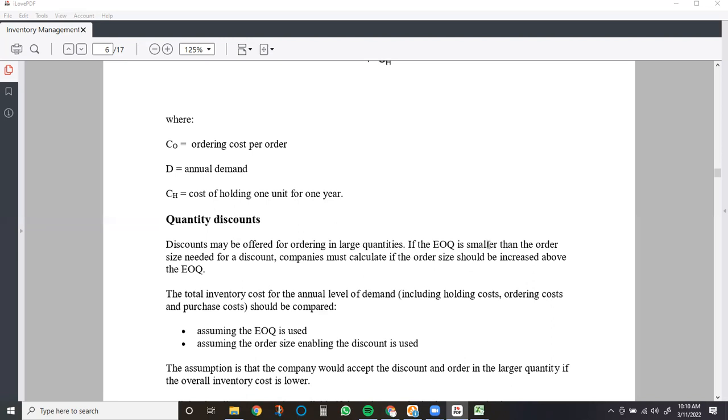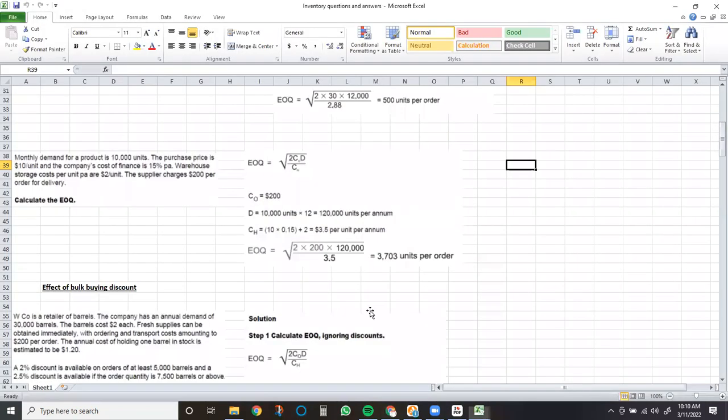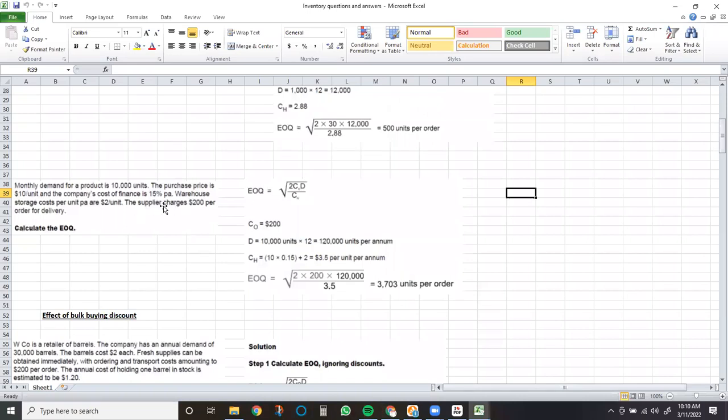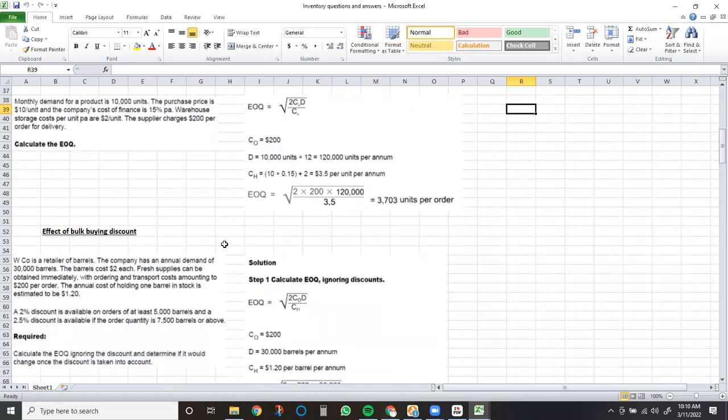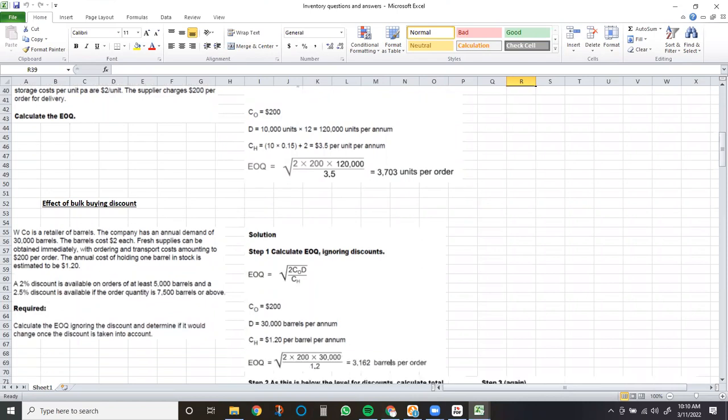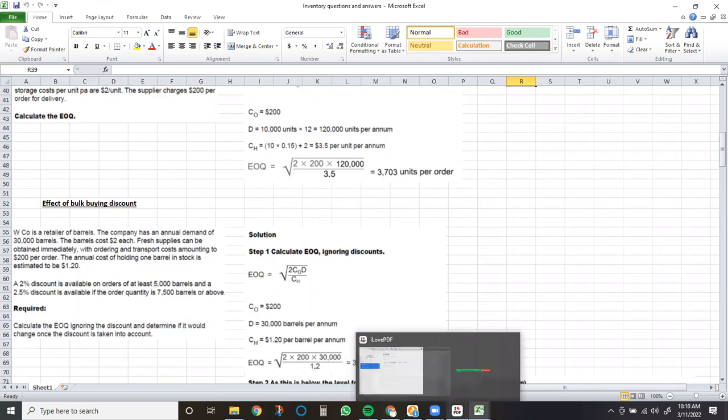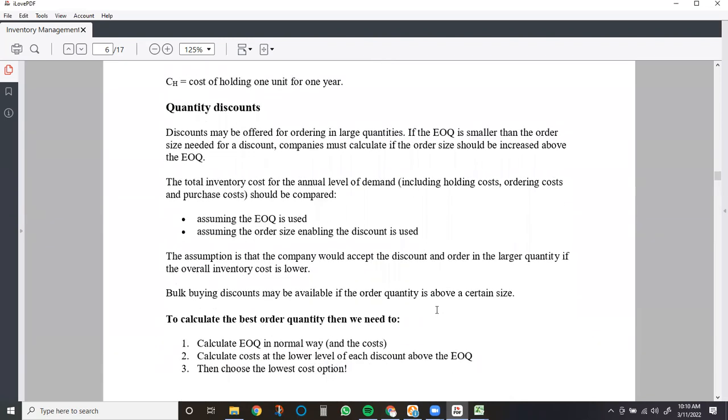Towards the end of the last class, I think the last illustration we went through was this one, which was fairly straightforward EOQ. And what I need to run through with you now is the effect of bulk buying discounts. And that's what I've got on the handout. Now, if a company gets a bulk buying discount and you need to calculate the economic order quantity, then the bulk buying discount has to be taken into account.